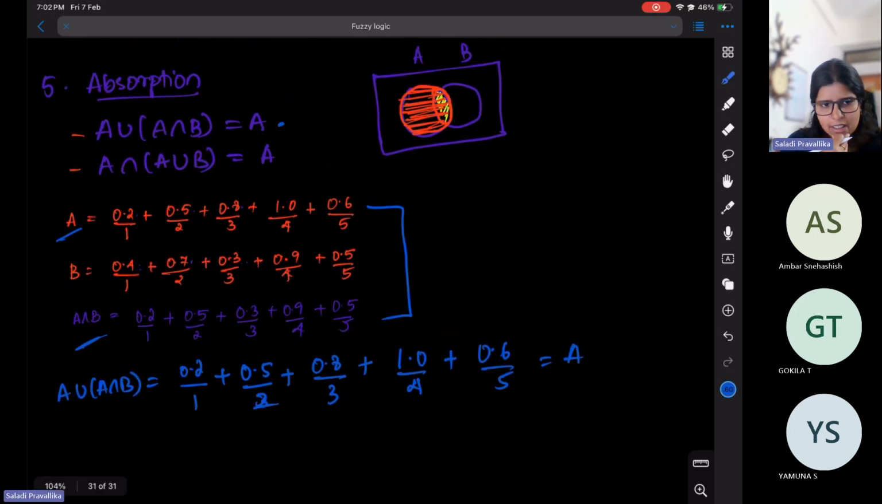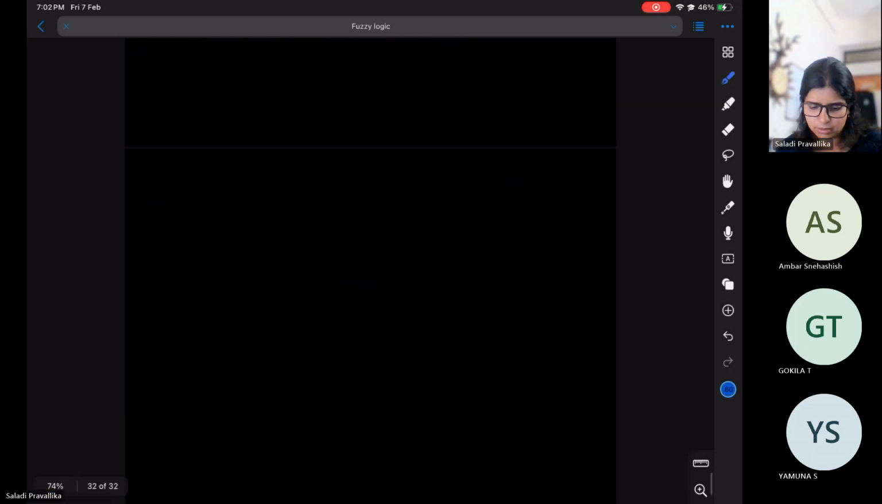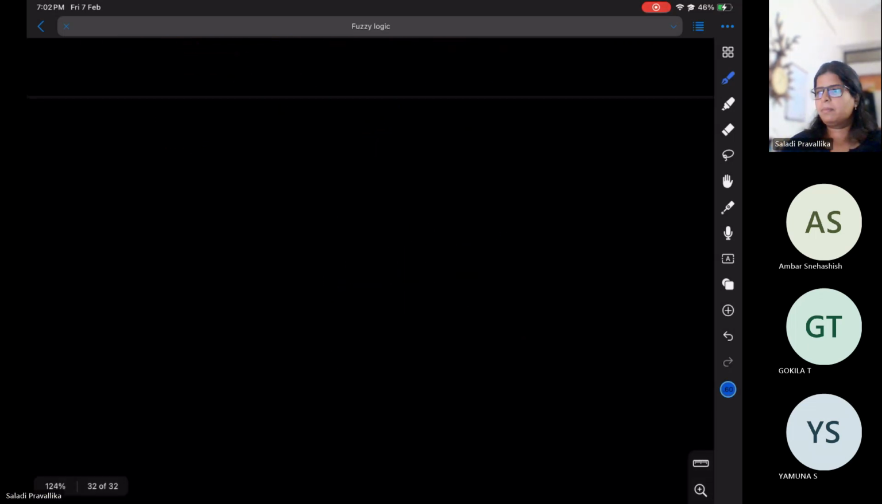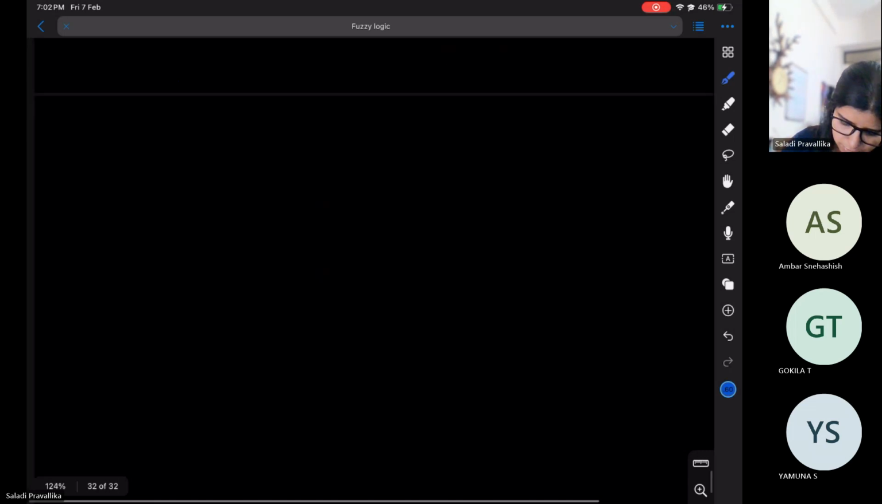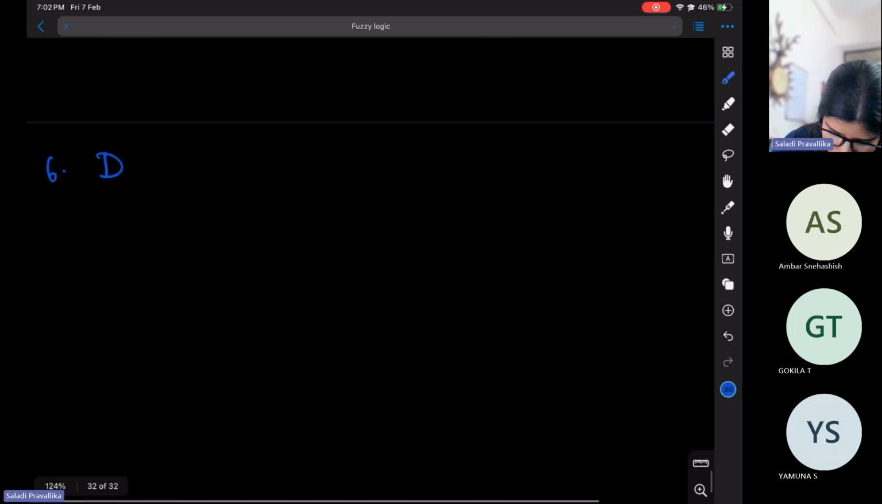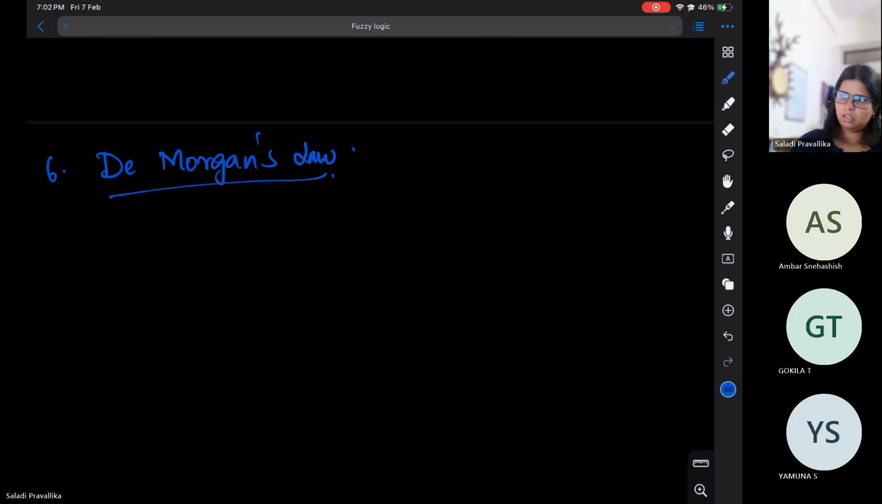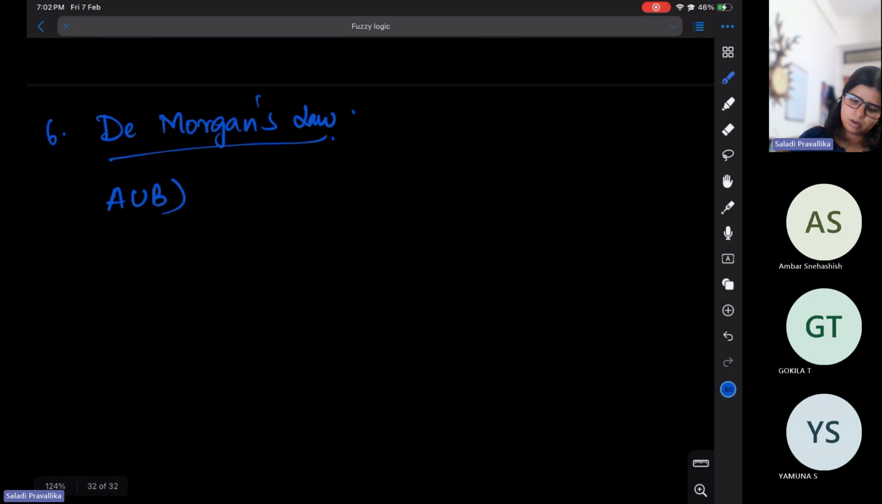So fuzzy sets follow the property of absorption as well, just like a classical set. Clear so far? So the last one that we are going to see is De Morgan's law. That is A union B whole bar is equal to A bar intersection B bar.